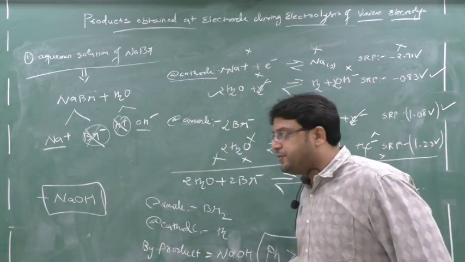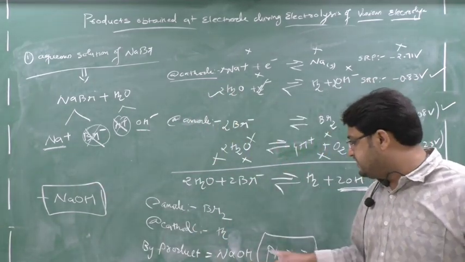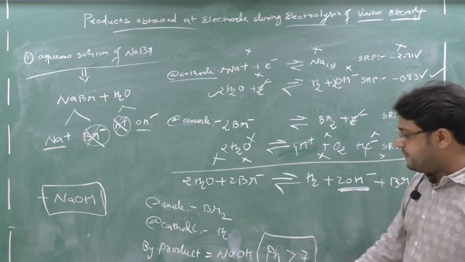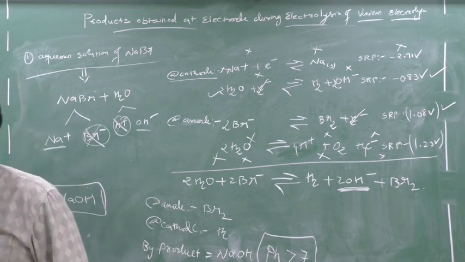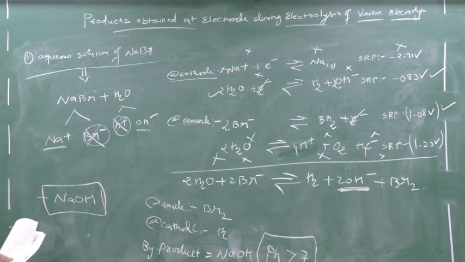So NaOH is one type of what? Base. It is a base, which means its pH will be greater than 7. So the basic substance will be remaining and the byproduct will be obtained as NaOH, and you can call this one method to obtain NaOH.